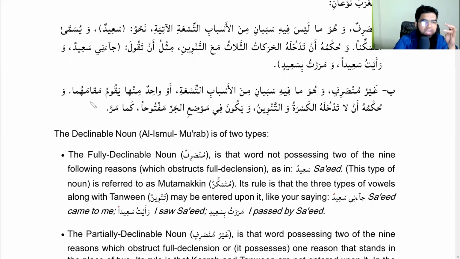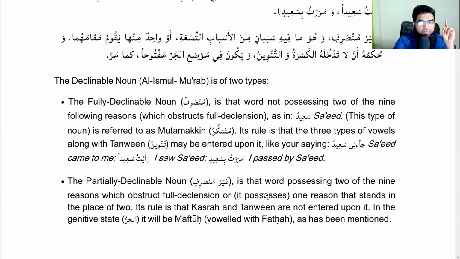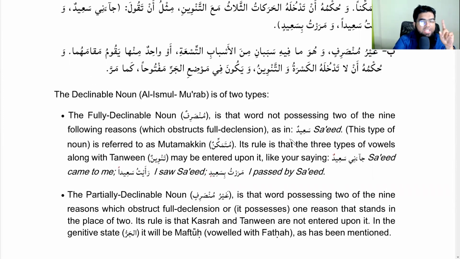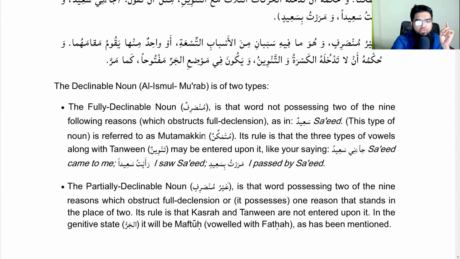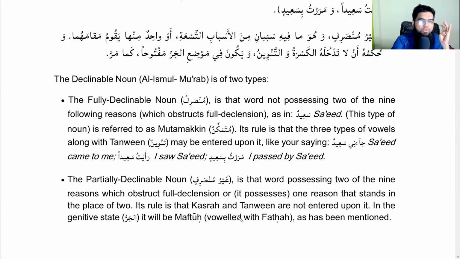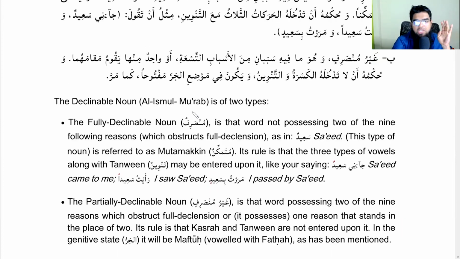So, وَوَاحِدٌ مِنْهَا يَقُومُ مَقَامَهَا وَحُكْمُهُ. And what is its ruling? What is the benefit of learning this munsarif? أَنْ لَا تَدْخُلَهُ الْكَسْرَةُ. Its rule is that kasra and tanween should not enter. وَيَكُونَ فِي مَوْضِعِ الْجَرِّ مَفْتُوحًا. If you're making majroor, it'll take a fatha, maftuhan. It'll be maftuh, kama marra, as has been mentioned, as has passed.